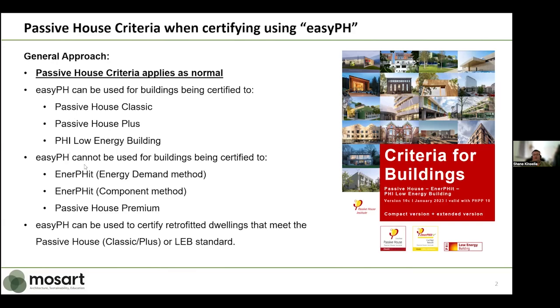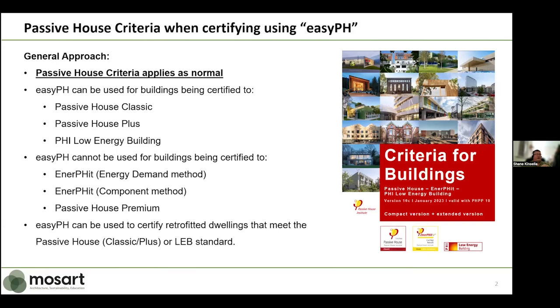We are not able to use easyPH for any of the ENERFIT standards. ENERFIT is just not a runner for easyPH. There is a more dedicated easyPH ENERFIT approach due to come out in the future. I don't know the exact detail of how that's going to work at the moment, but we can't use easyPH for ENERFIT buildings. We also cannot use easyPH for Passive House Premium buildings. They must go the standard certification route, and that's primarily to do with primary energy.